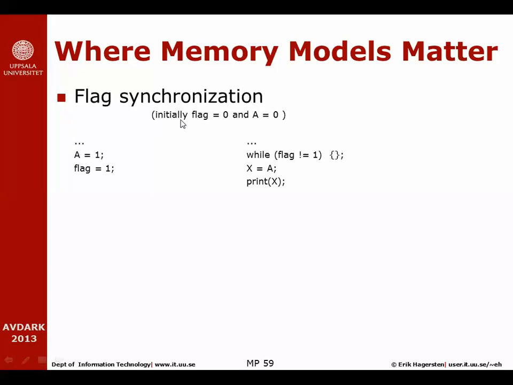So initially, the value of the global variable flag is 0, and the value for A is also 0. Then we have one thread executing to the left and one thread executing to the right. The left thread first sets the value of A to 1. Then it signals that A is valid by raising the flag, saying, hey, I raised the flag, so anybody can start consuming the value of A now.